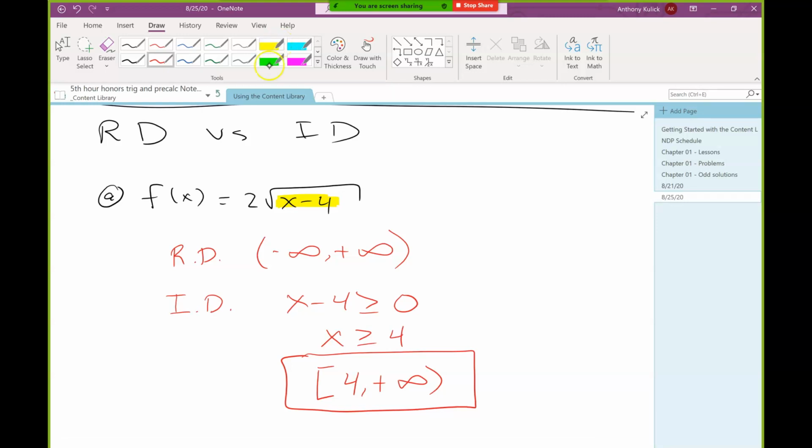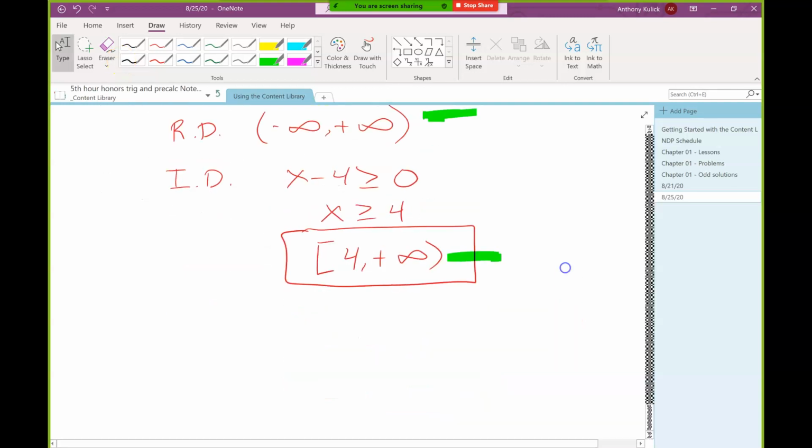So just notice here that this interval, 4 to positive infinity, is a subset of negative infinity to positive infinity, right? Everything in 4 to positive infinity is included in the above one, but there is some stuff in the above that's in the relevant domain that's not in the implied domain. Everybody see that? Okay. Let's do another one real quick.